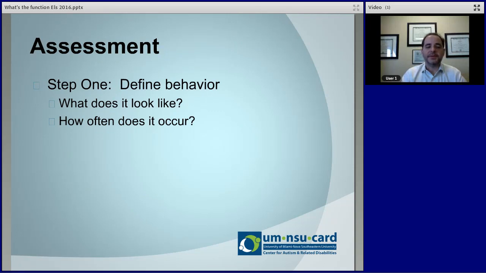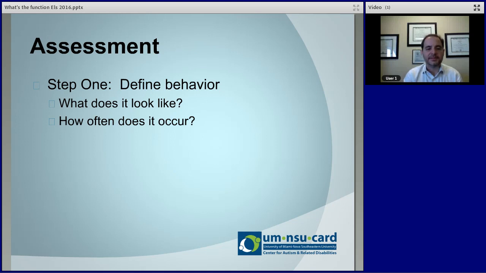So the first thing that we do is define our behavior. What does it look like? How often does it occur? We want to get a sense of what's your number one issue? What's the number one problem? And here, once you define the behavior, you want to stick to that behavior for the length of the assessment. What I mean is that you may have multiple behaviors that are an issue. You may have tantrums and you may have biting. And that's okay. We're going to get to both of those, but let's do one at a time.